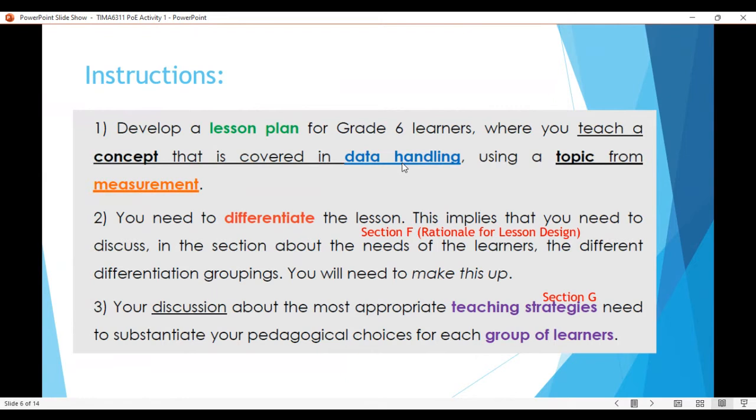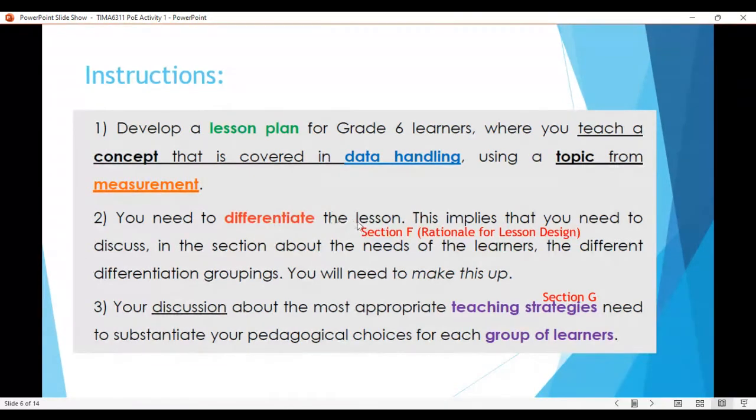You do not have to do the whole data cycle. You can choose a concept, any other concept. It doesn't have to be the double bar graphs and the median and the mode. It can be any other thing, a tally table, it can be bar graphs, pictographs, anything. But remember, they are in grade 6 and they have been doing data handling since grade 4. So keep the age in mind.